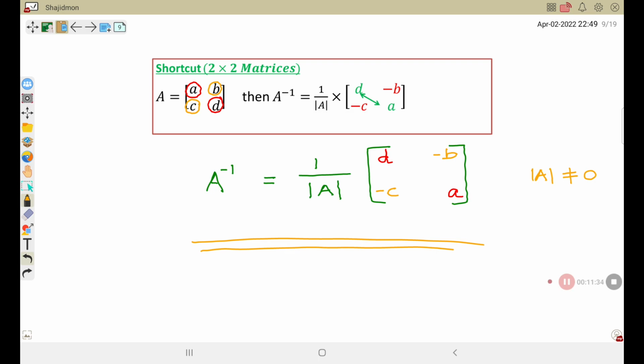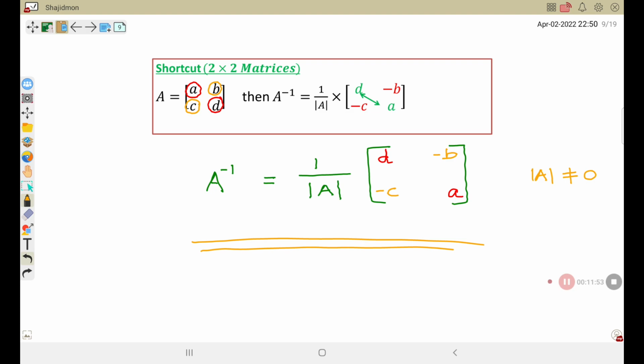I hope this is clear. What is the shortcut rule? This is only for a 2 by 2 matrix. In this short video also I am discussing only 2 by 2 matrices. Okay, later we will discuss 3 by 3 matrices and how to find the inverse. Later we will discuss that.